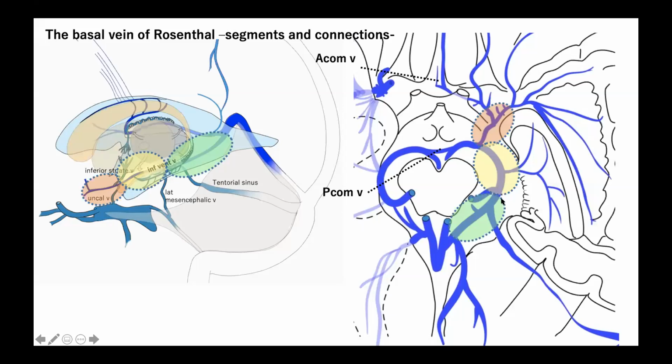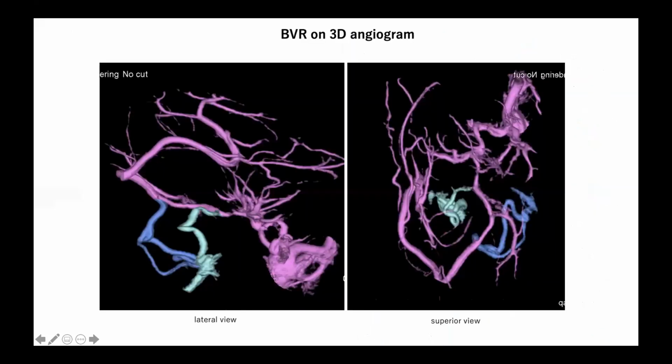It is not very important, just to know that it has segments, and sometimes you have a missing segment. So again, the same thing, three segments. This is the lateral mesencephalic vein. This is another vein that goes to the vein of PCOM to go more medially to the posterior fossa vein. Okay, so this is from above.